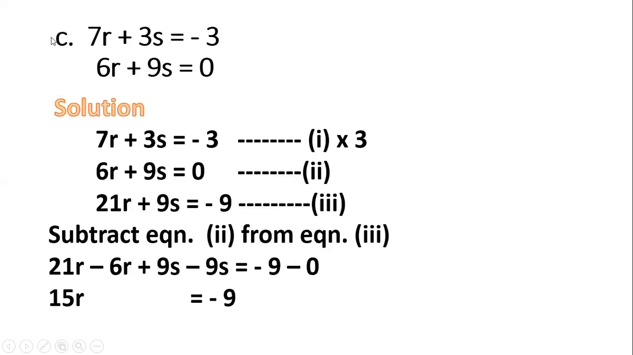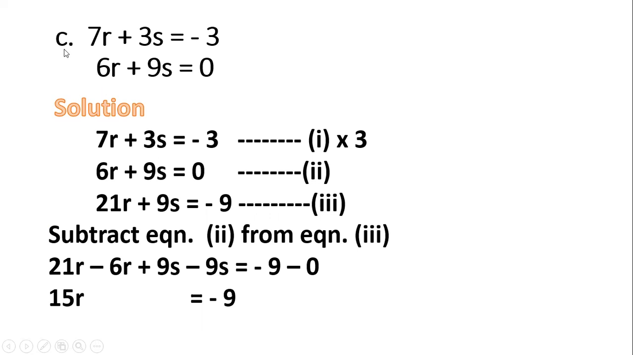Now, for question C, we are using the elimination method. To eliminate one of the variables, the coefficients must be equal for me to eliminate. Now, note this: if they have the same sign, then I'll use the word subtract. When they have different signs, I'll use the word add.